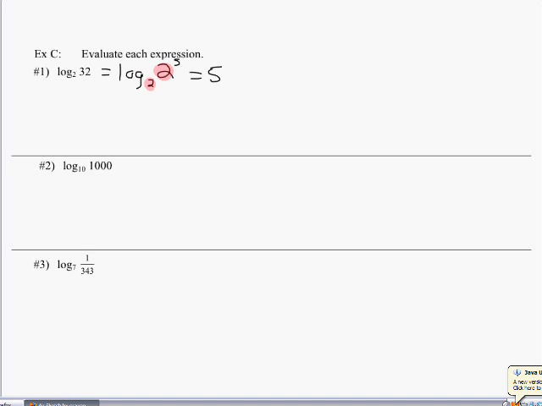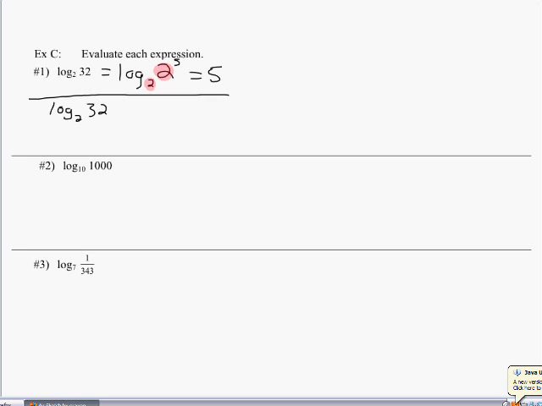Let's go back to the beginning of this problem. What does it mean to be a logarithm? This right here, I'm going to show you a different way to do this now. This means 2 to what exponent is 32? That's what this question is saying. 2 to what exponent is 32?